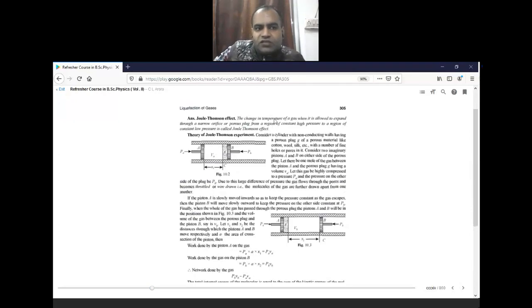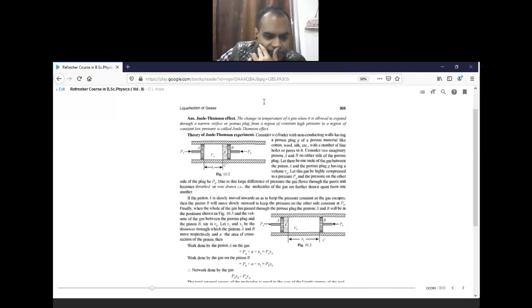Okay. So notice, what is Joule Thomson effect? The change in temperature of a gas when it is allowed to expand through a narrow orifice or porous plug from a region of constant high pressure to a region of constant low pressure is called Joule Thomson effect. Okay, the change in temperature of a gas, when it is allowed to expand through a narrow orifice or porous plug from a region of constant high pressure to a region of constant low pressure is known as Joule Thomson effect.